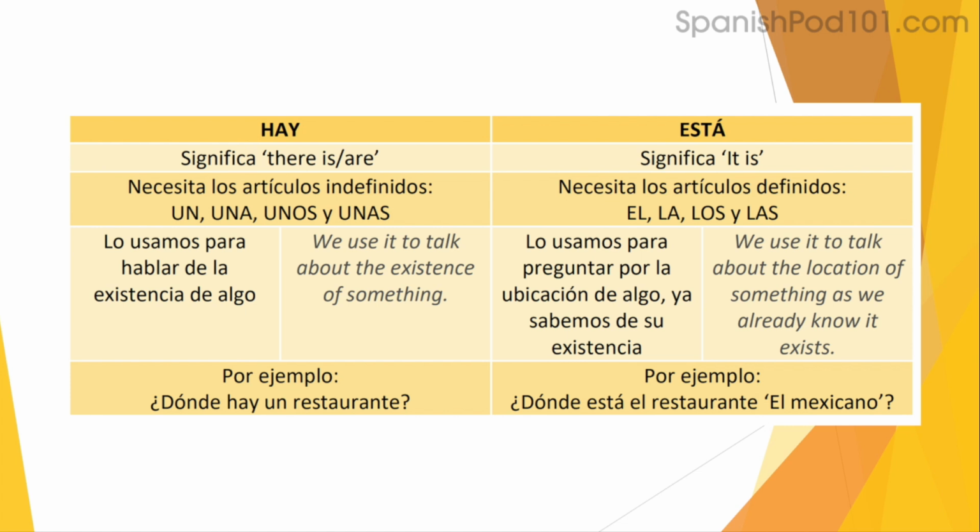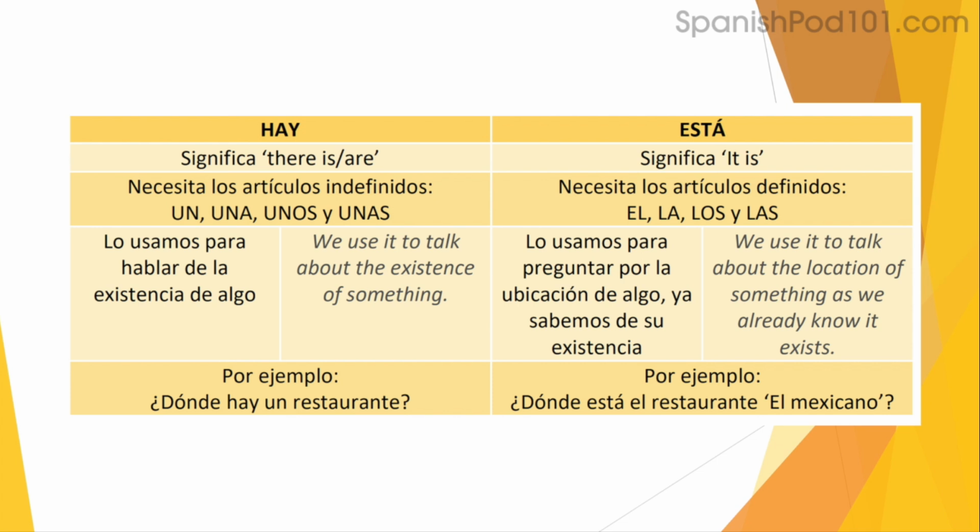So we're going to start with hay. Hay in Spanish significa there is, there are. So hay in Spanish means in English there is, there are, right? While está means it is, okay? So the main difference is this: hay is something that we're going to use when we need to inquire about something, but we are unsure about that something actually existing nearby, right?